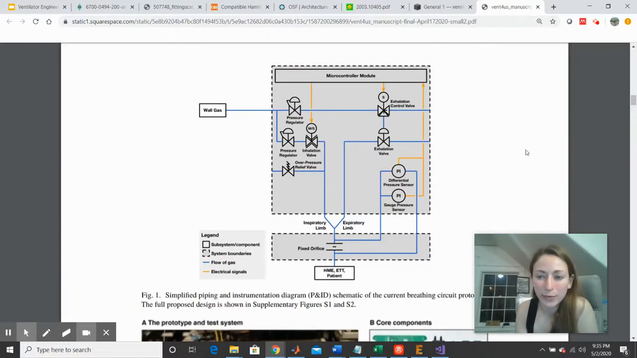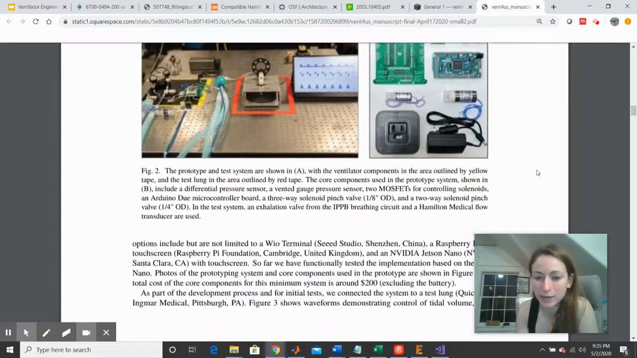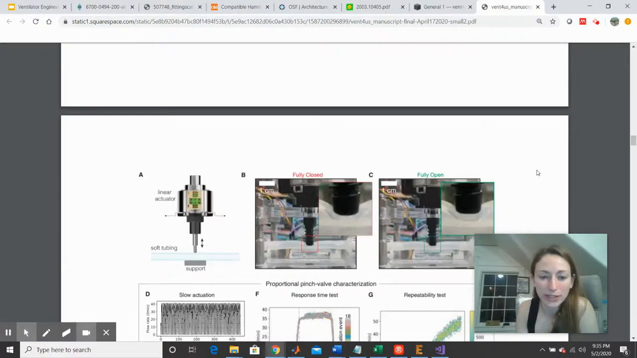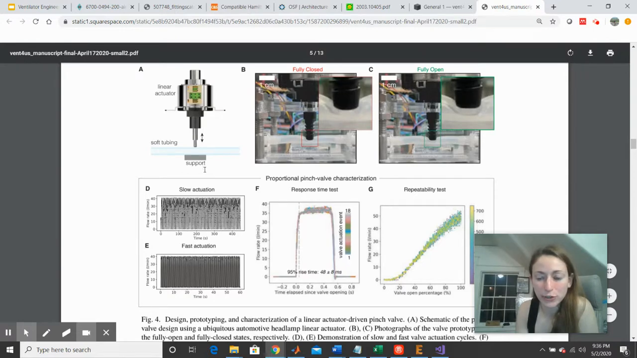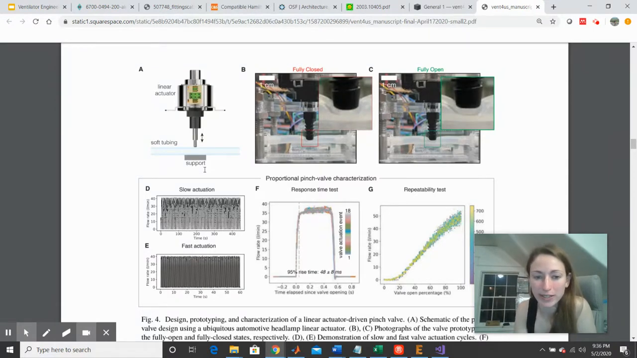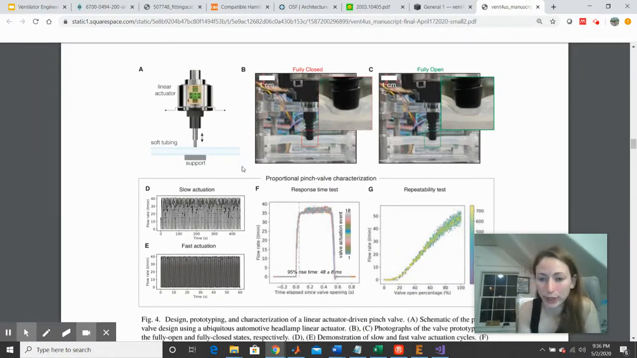And the other thing that I wanted to note about this device is that this is actually not a proportional valve if you go in and read the paper, because they are trying to get away with using lower cost components. What they're actually doing here is using a clamping system with a linear actuator to clamp soft tubing and achieve essentially the same effect that you would get from using something like a proportional valve to regulate pressure. So they call this the proportional pinch valve.